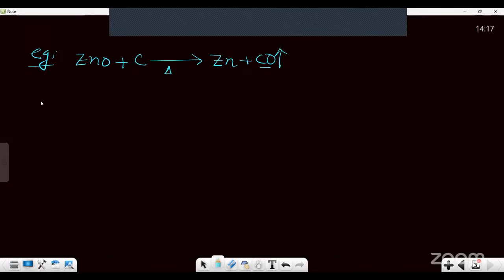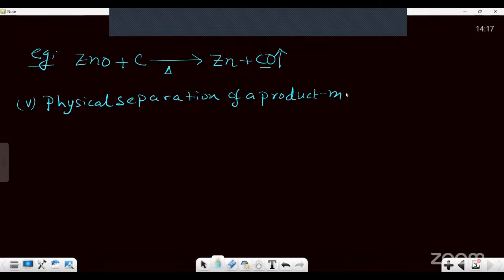And also, you see, there is another advantage. The physical separation of the product metal from the waste is facilitated. Because, let us write it and then I will explain. The physical separation of a product metal from the waste is facilitated. What does it mean?